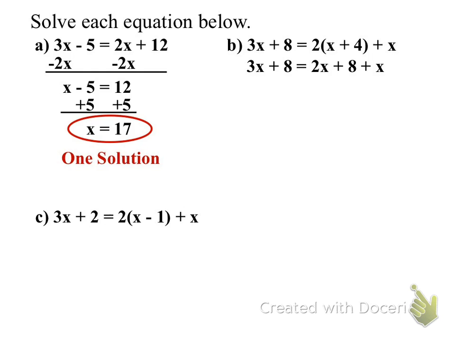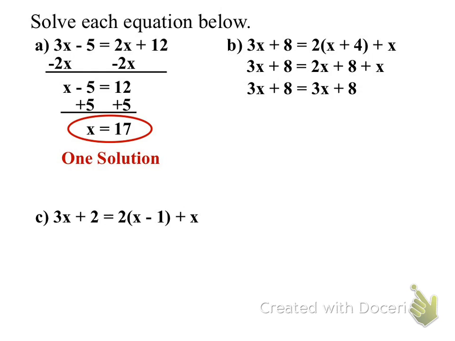Well, first, we usually generally clean it up a little. Okay? We clean it up a little and combine our like terms. Okay, so what would I do on the right side? Add x to 2x, so it would be 3x plus 8 equals 3x plus 8. Okay. Now what would we do?